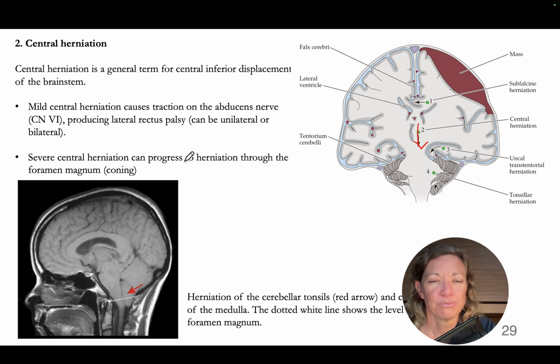Severe central herniation can progress all the way to this scenario. So you can get a progression 2, 3, 4 here. If there's severe downward pressure, the ultimate place for brain tissue to exit to relieve the pressure is the foramen magnum. And so this is called coning. This is herniation of the tonsils and compression of the medulla, which, as you can imagine, results in cardio and respiratory arrest and death. So this is a very serious clinical situation, and you can have everything in a central herniation from a very mild, nearly asymptomatic problem, like a unilateral lateral rectus palsy, all the way to progression to coning and coma and death.